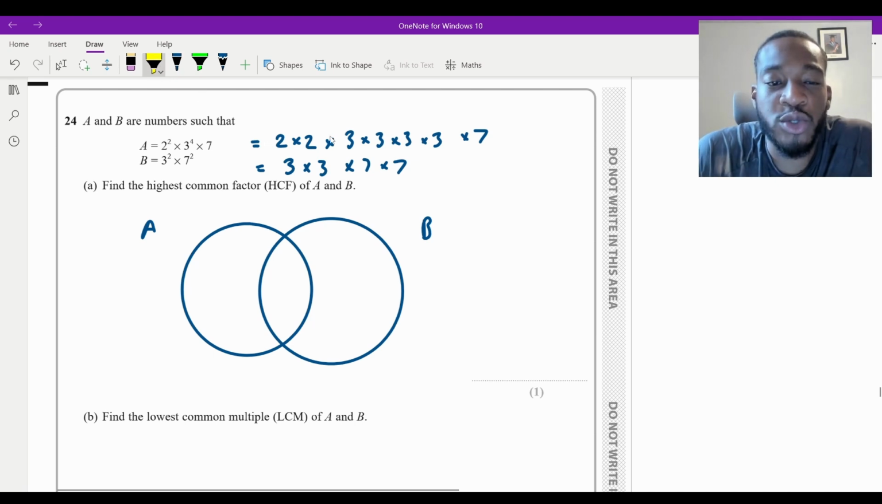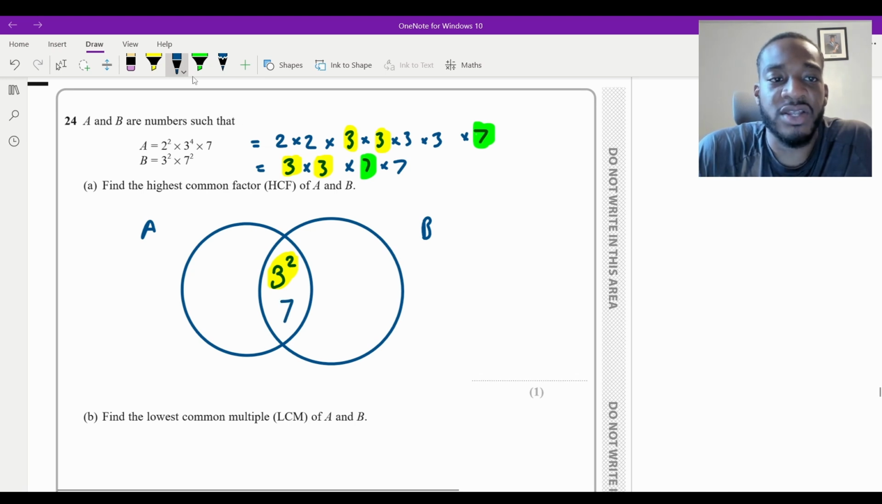Well, if I look, there are no 2's in common, so I'm not going to look at that. I can see a 3 here, a 3 here, another 3 here, another 3 here, and there's only two threes that they have in common. So I'm going to put a 3 squared here to represent these two, and I'll put it in yellow so it's super clear. Now, looking at the sevens, there's one 7 here, and there's one 7 here. So I'm going to put a 7 here, like that. So that will go inside.